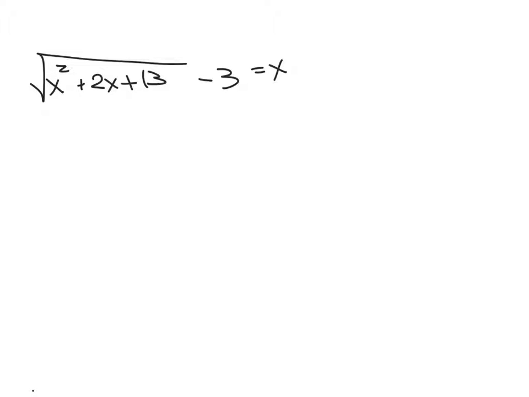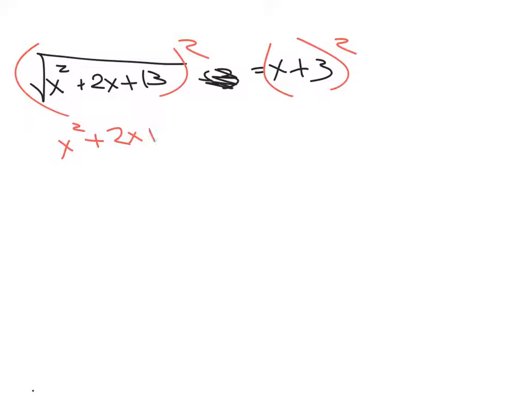Okay, let's look at example 4. We have x squared plus 2x plus 13, all under the square root sign, minus 3 equals x. Okay, so let's isolate our radical. Remember, that was the first thing we do. So we add 3 over here. Okay. Then we square both sides. Radical sign comes off. On the right hand side we use our FOIL method.